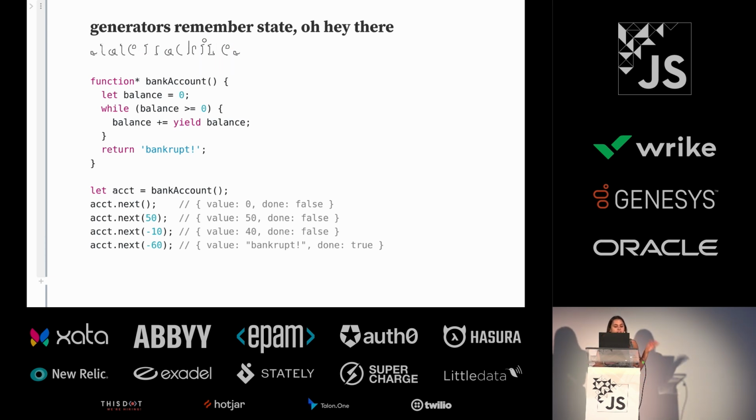All right, so here, just a little example. I start out, I instantiate my account. I call the next method the first time. I have nothing in there, but we're running. I deposit 50. The value is 50. Then I withdraw 10. It remembered that the balance was 50 because we're in the loop of the function body. It's just paused, and it subtracted that 10, so now I have 40. And then if I try to withdraw 60, it kicks me out because I'm bankrupt.